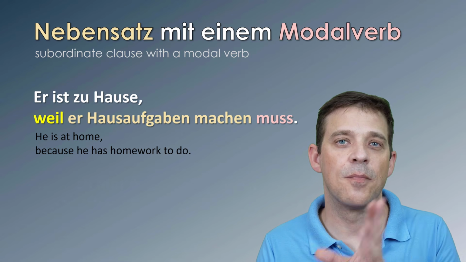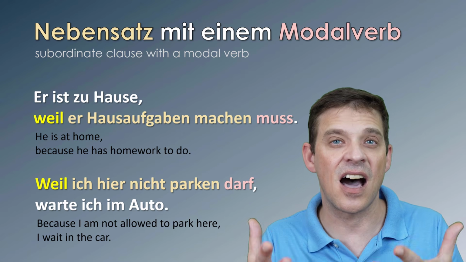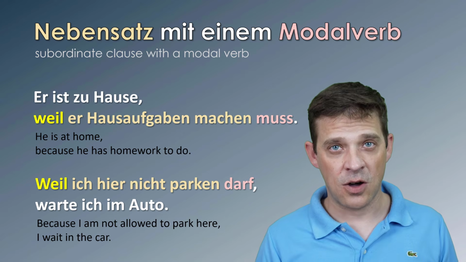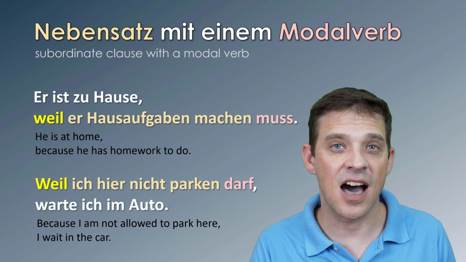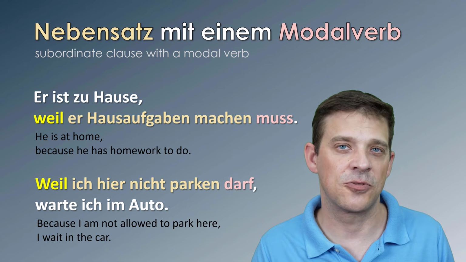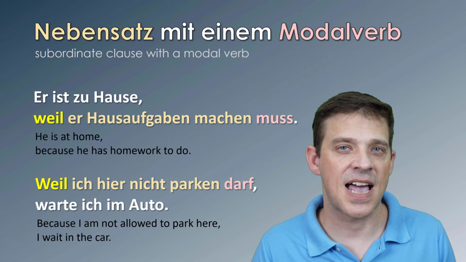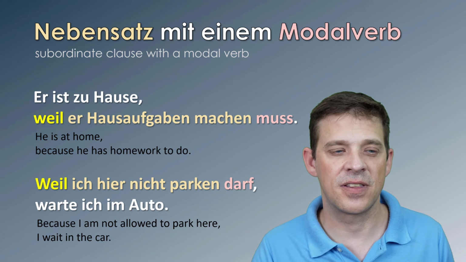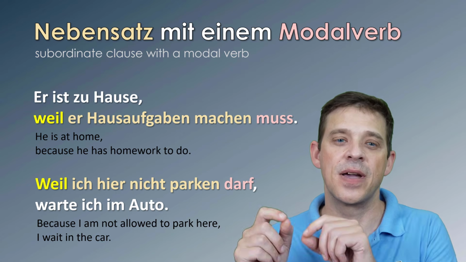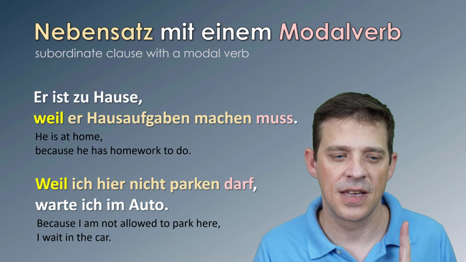So, machen muss. Oder ein anderes Beispiel: Weil ich hier nicht parken darf, warte ich im Auto. Das Modalverb ist dürfen. Parken ist das Hauptverb, that's the main verb. But again, the modal verb is at the end of the subordinate clause and the main verb parken right in front of the modal verb.